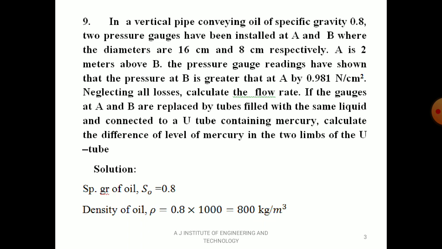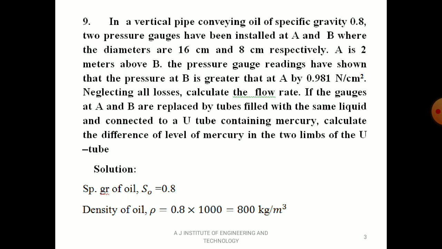The diameters are 16 cm and 8 cm respectively. So dA equal to 16 cm, dB equal to 8 cm. A is 2 meters above B, so that is ZA minus ZB equal to 2 meter. The pressure gauge readings have shown that pressure at B is greater than at A by 0.981 Newton per centimeter square. Pressure at B, that is PB, is equal to 0.981 plus PA.